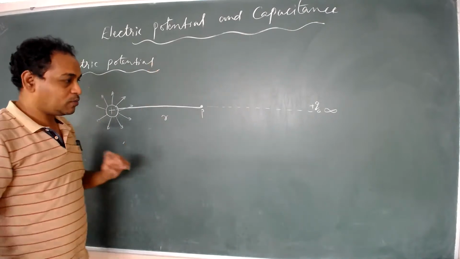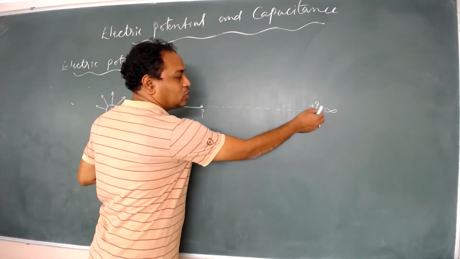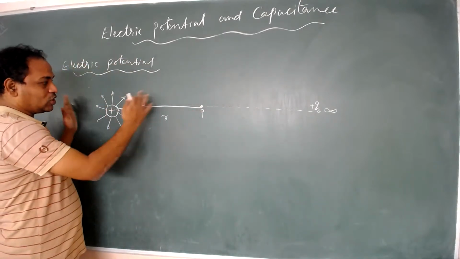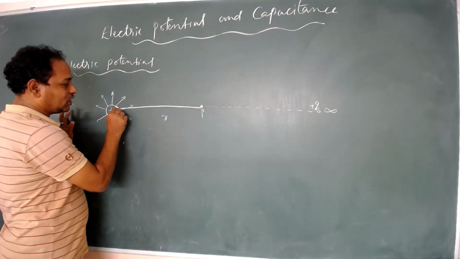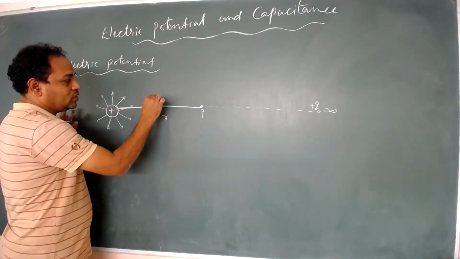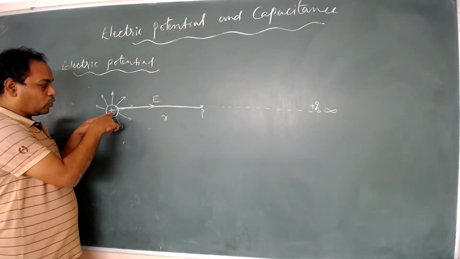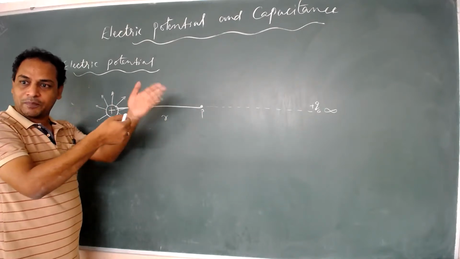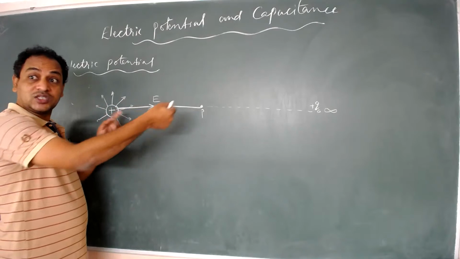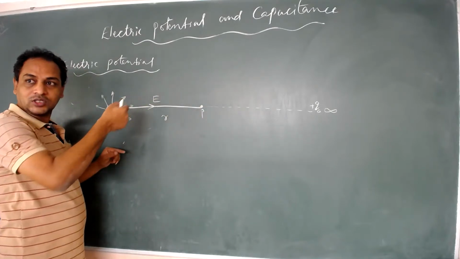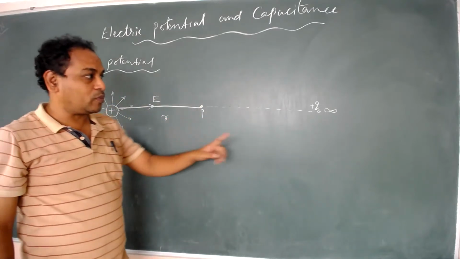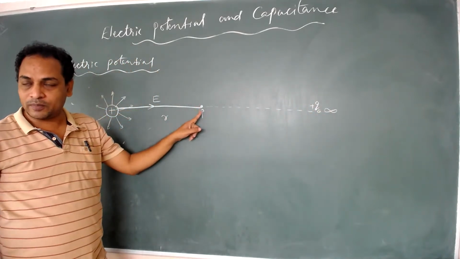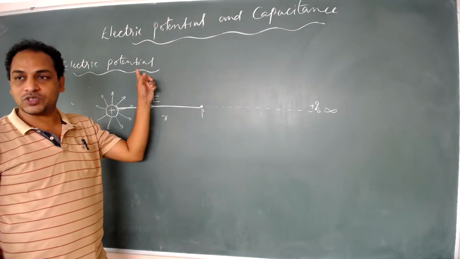Let us see how. Suppose from infinity I am bringing this Q naught against this electric field. As we know, the electric field is always radially outward. That means the electric field of this charge will be in this direction. Since the source charge is positive and the test charge is also positive, whenever I bring it, the field will definitely repel it. So against this electric field I have to bring that charge, from infinity to this point. Whatever work I am doing, this work is said to be the electric potential.